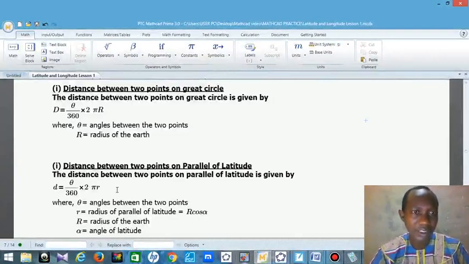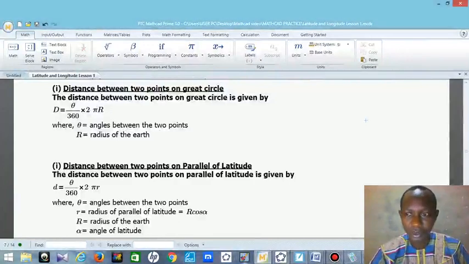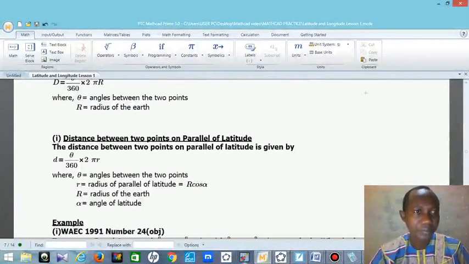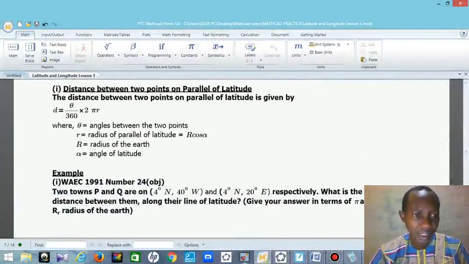If you go through our last class, you understand it very well. We did some calculations using this same formula, radius of parallel of latitude and radius of the earth. It's not a difficult one. If you understand that last class very well, this class will not be a difficult one for you. It will just flow very well. So let's go straight to this example.